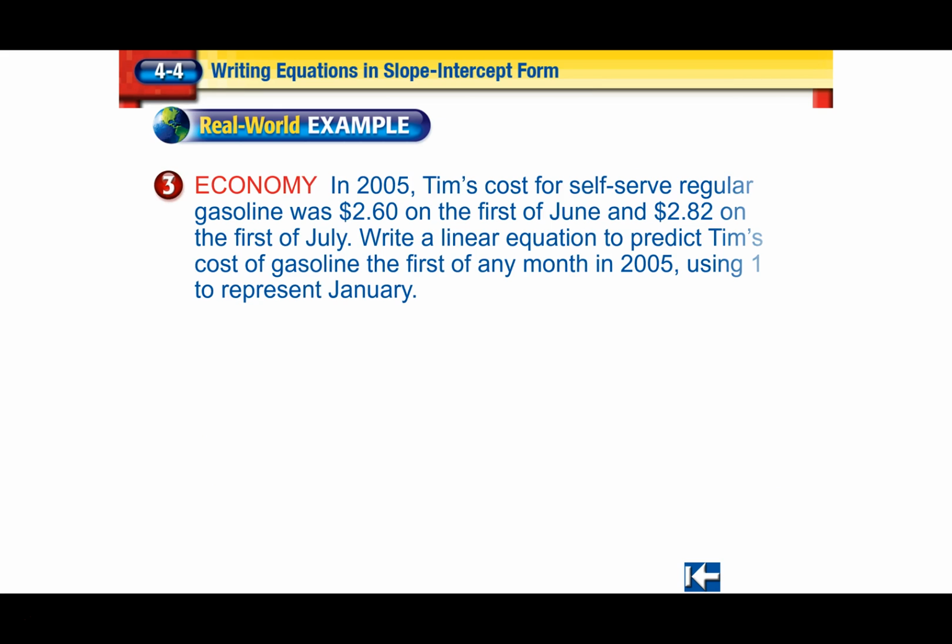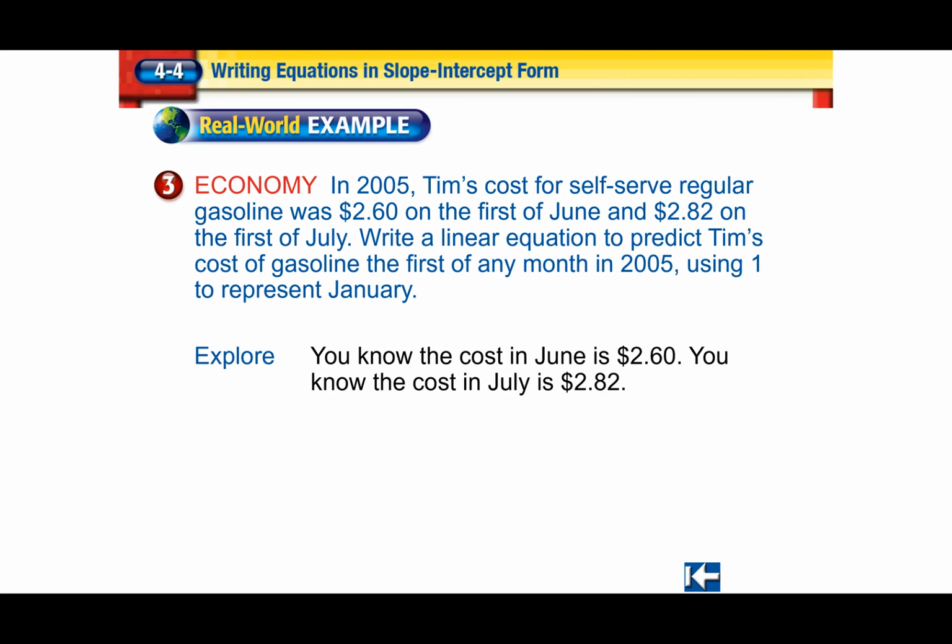Keep going. All right, the economy in 2005. Tim Costa's self-serve regular gasoline was $2.60. I wish. On the 1st of June and $2.82 on the 1st of July. Write a linear equation to predict Tim's cost of gasoline the first of any month in 2005, using 1 to represent January. So we know the cost in June is $2.60, and the cost is $2.82 on the 1st of July. So those are things I would be underlining.